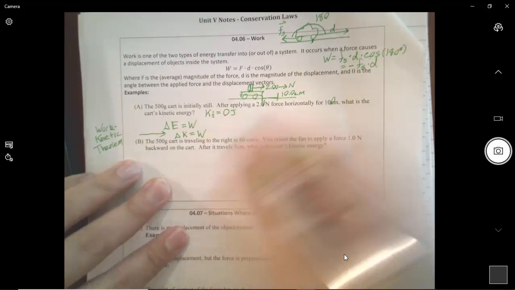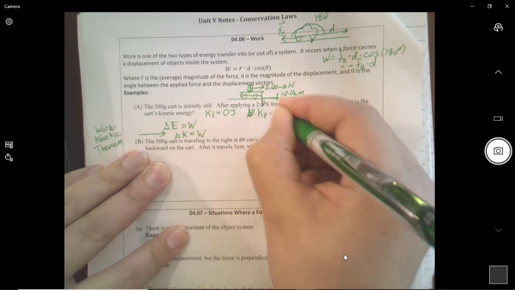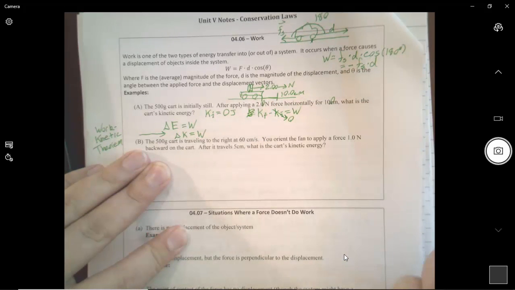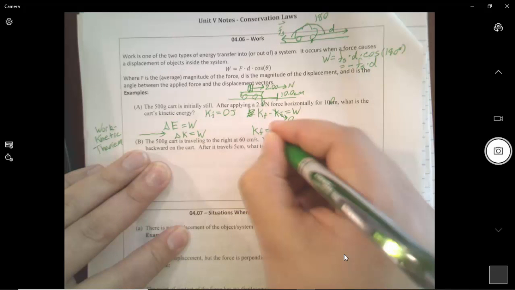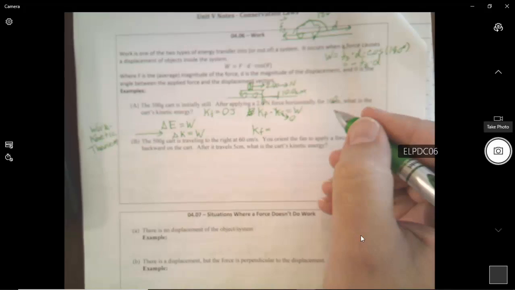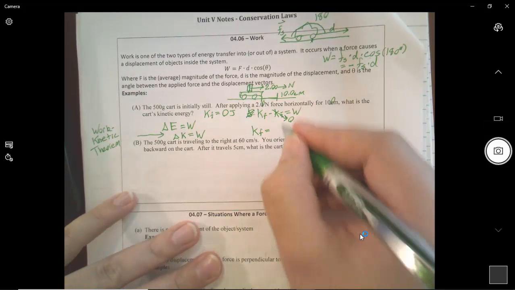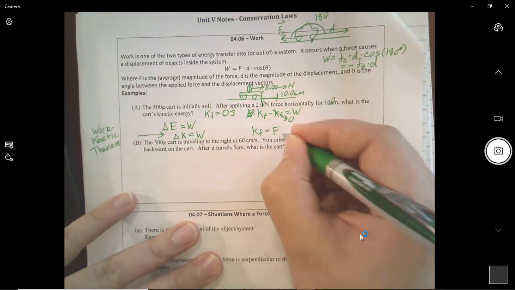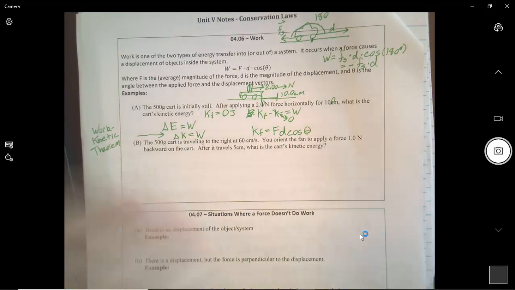Okay, so we have Kf minus Ki is going to be equal to the work. We know Ki is 0. So all we have to do to find Kf is to calculate the work. That's going to be equal to the force times the distance it goes times the cosine of theta.